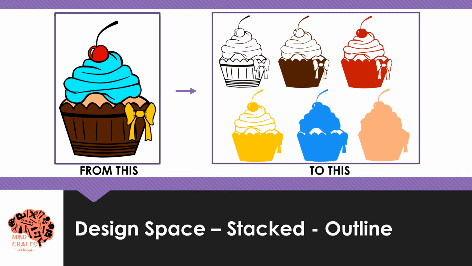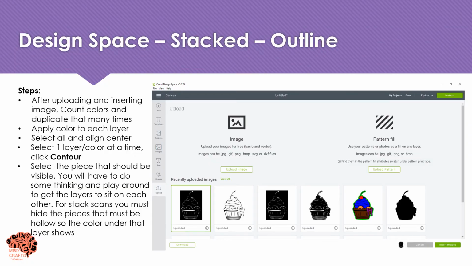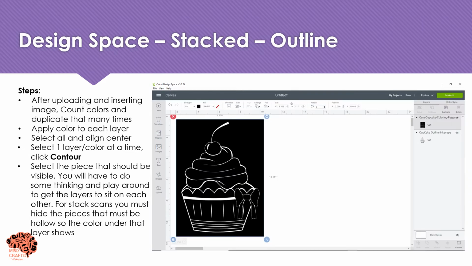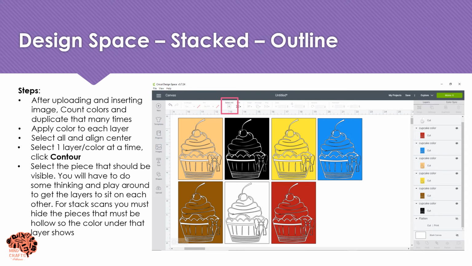Now we're going to do a stacked scan using an outlined image in Design Space. Again, remember we use the same exact file, so we're going to click on that, insert that into Design Space, and we want to count our colors, and then we want to duplicate it that many times and apply a color to each of those layers.